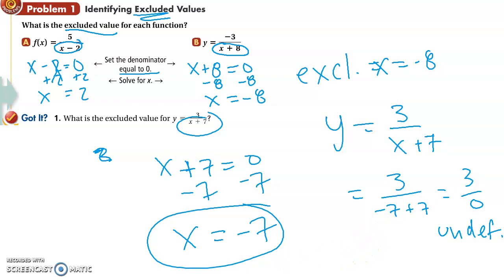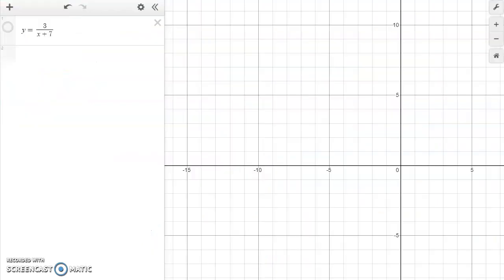Don't believe me? Well, maybe you'll believe my good friend Desmos. Hey, Desmos, where are you at? Here I am. This is Desmos.com, and I went ahead and typed in our functions. This is the question that we were just doing: y is equal to 3 over x plus 7. I want to remind you that this is going to be a shape that we haven't seen before.